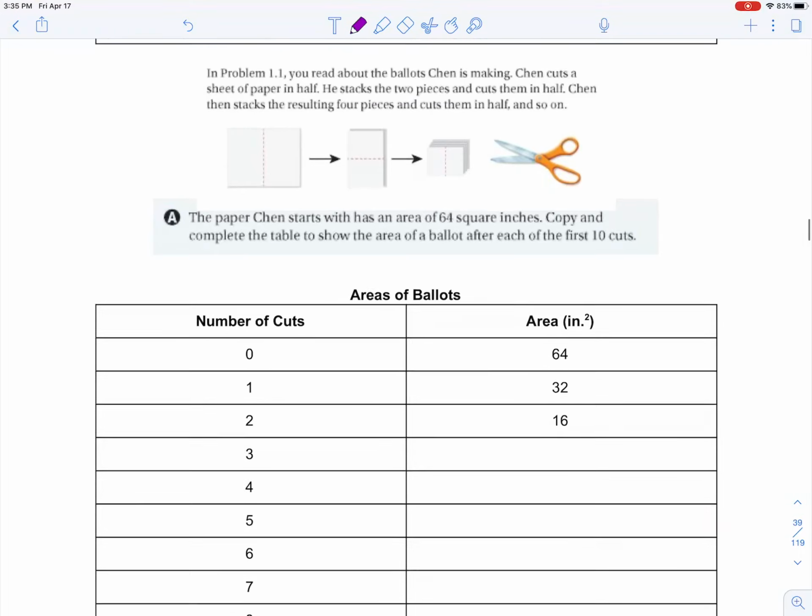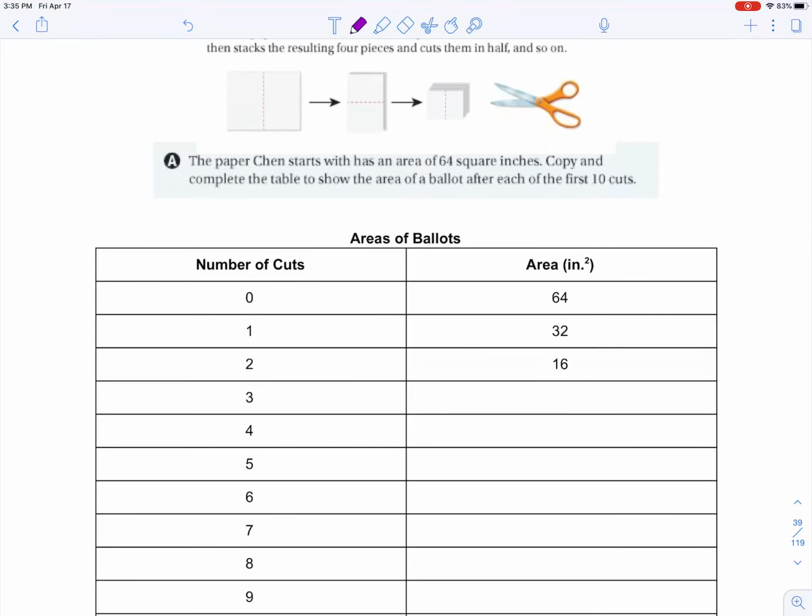So if we take a look at the pattern here, it looks at the number of cuts. When the number of cuts is 0, our area is at 64 square inches. When we make one cut, we are at 32 square inches. When we make two cuts, we are at 16 square inches. So the best way to go about doing this is we'll figure out how do you change from 64 to 32. What could you do? And most of you probably already assumed that, hey, we are dividing by 2. Okay? Now, I would say this is correct.